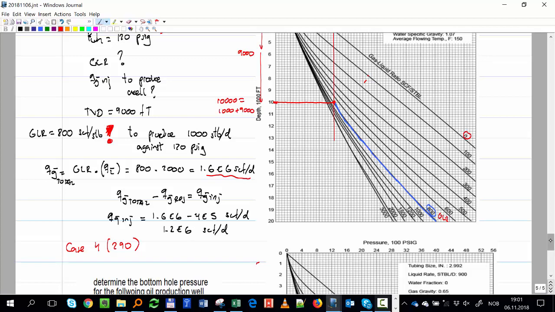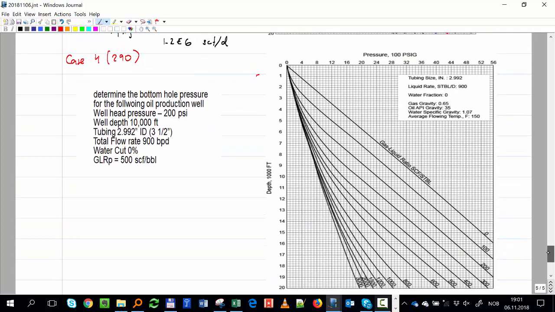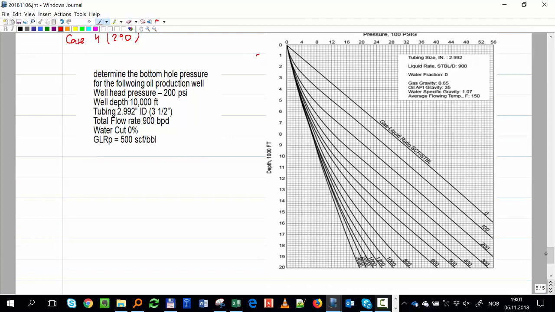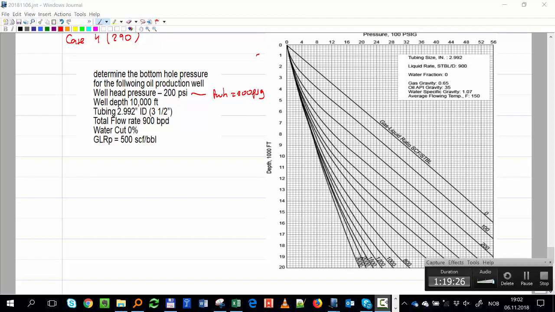Now let's make this last exercise before we go. In this one, we have the wellhead pressure, which is 200 psi, and we want to find bottom hole pressure. You do exactly the same way. Enter with pressure, read the depth, and then instead of subtracting the 9,000, you have to add 9,000. So let's give you another 5 minutes.